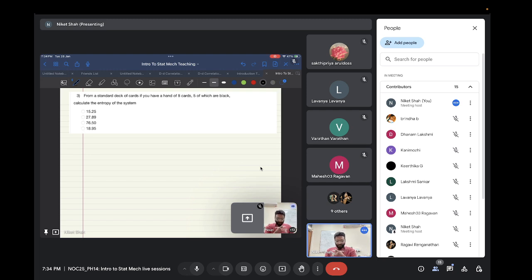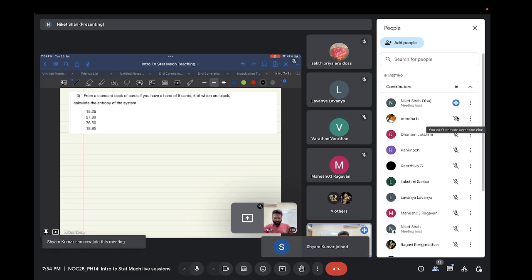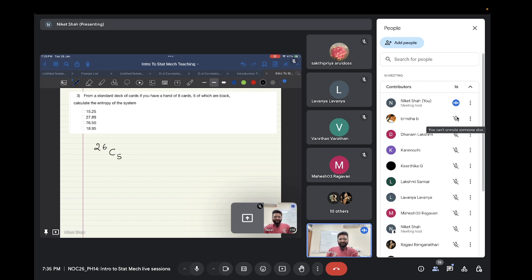Okay, so, and of course the other 3 are red because they have clearly said that only 5 are black. So calculate the entropy of the system, which means first we need to know what are the possibilities, how many possible hands can you have with this combination, right? So what can you do here? 5 of which are black. 26. Out of those 26 cards, you're choosing 5 cards. 26C5.